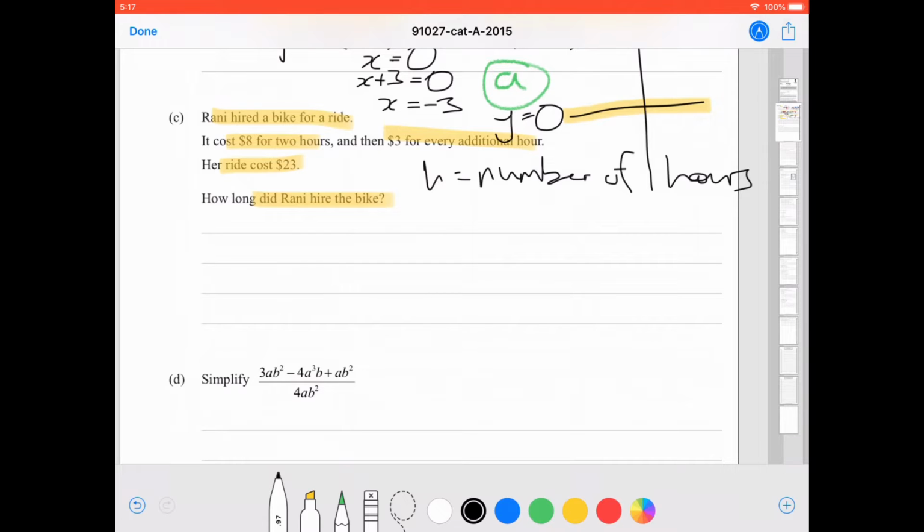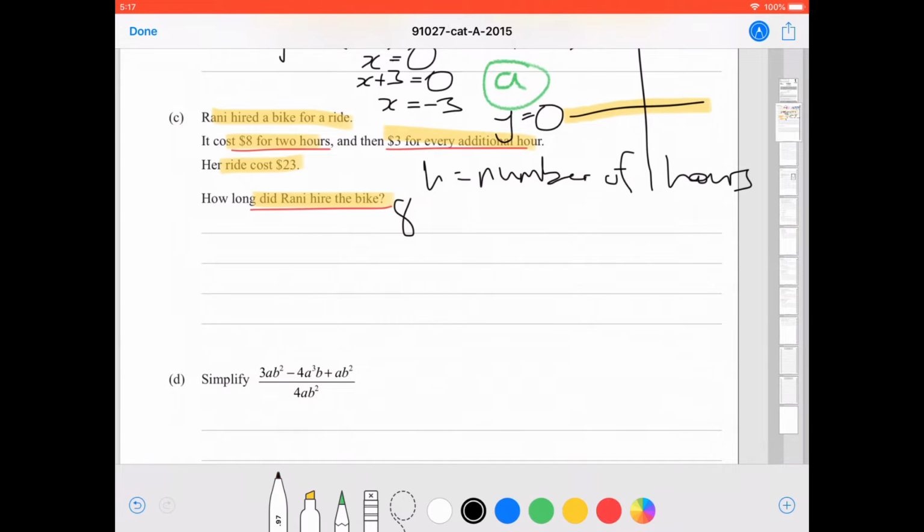And so we're going to be forming some equations here. We just look through each piece of information and basically we're going to form an equation and solve for h, because the question is asking how long did Rani hire the bike. So looking at our first piece of information, it cost $8 for 2 hours. We can say that $8 is basically a flat rate, $8 for 2 hours.